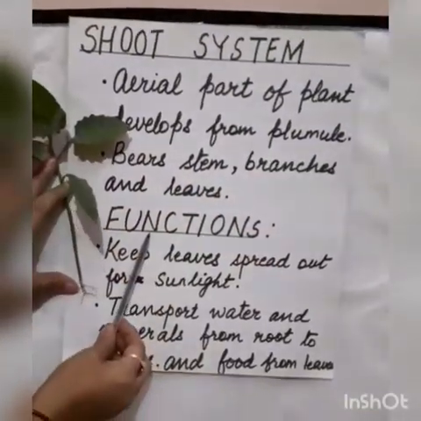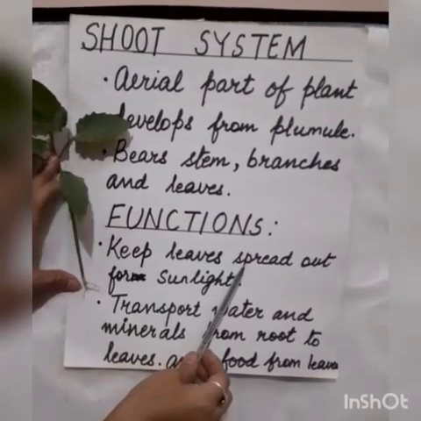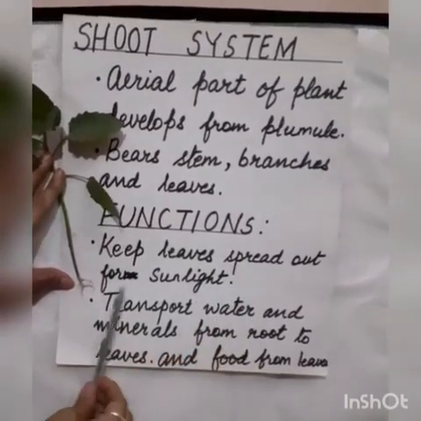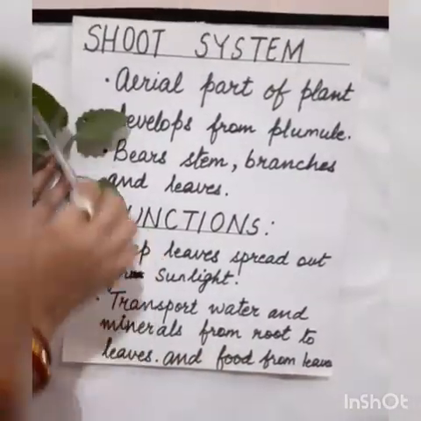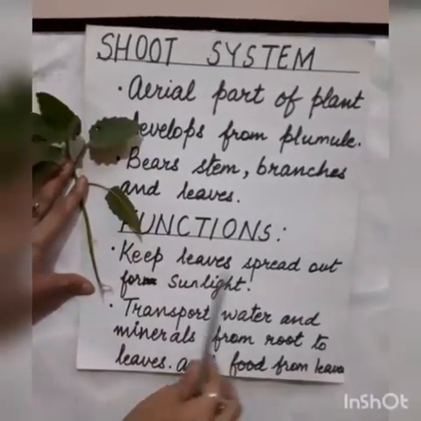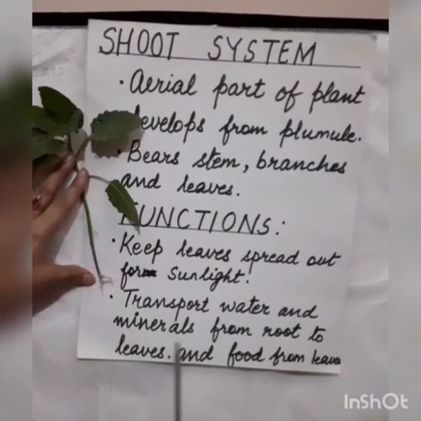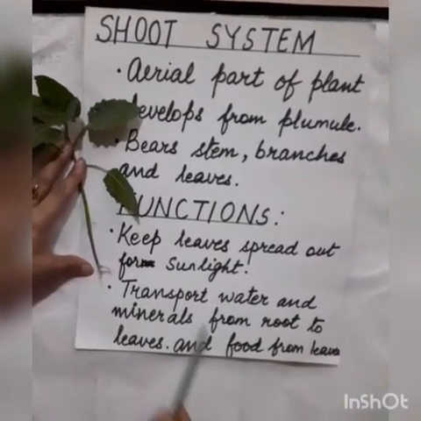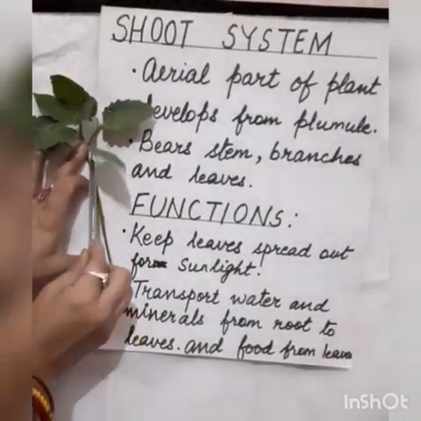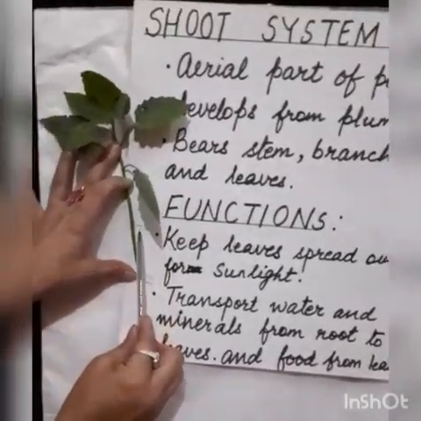Now functions of the shoot, that it keeps the leaves spread out for sunlight. You can see the leaves are spreading out for sunlight. And second function of the shoot is it transports water and minerals from the root to the leaves and the food prepared in the leaves to the stem.